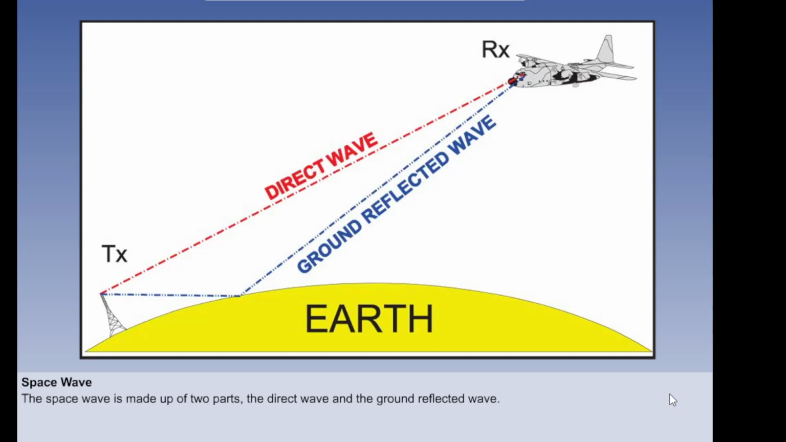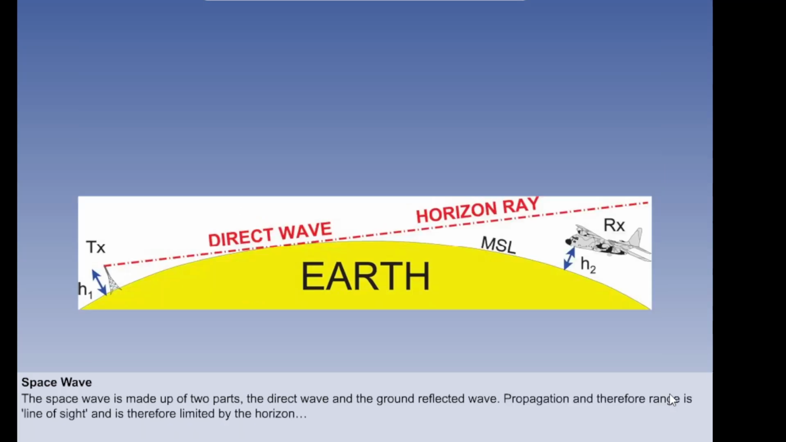The second type of non-ionospheric propagation is the space wave, which is made up of two parts: a ground-reflected wave and a direct wave. At frequencies of VHF and above, radio waves start to behave more like visible light, and, in the same way that light has a visible horizon, radio waves also have a horizon. So, the only propagation at these frequencies is line of sight.